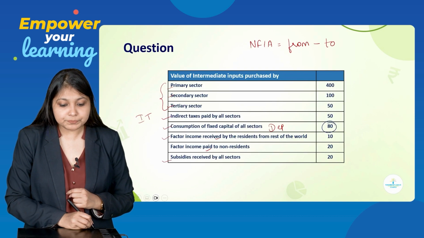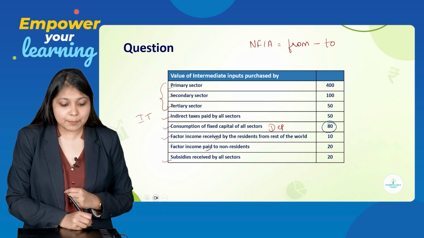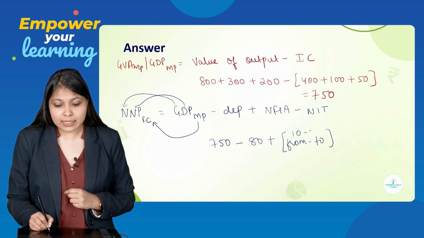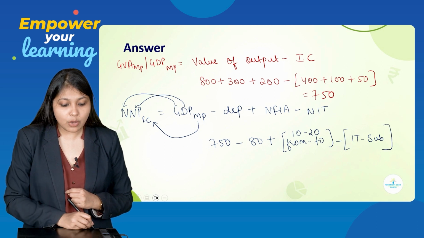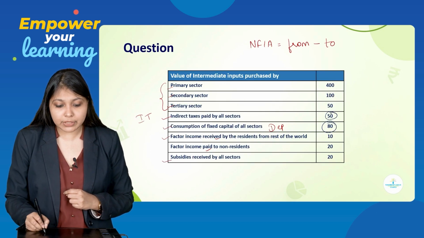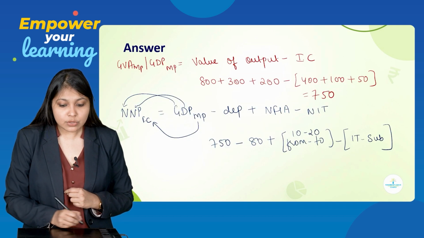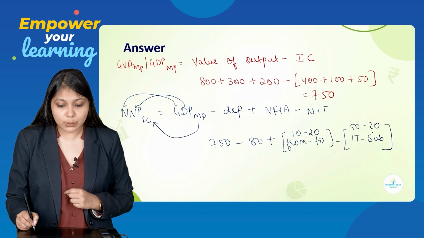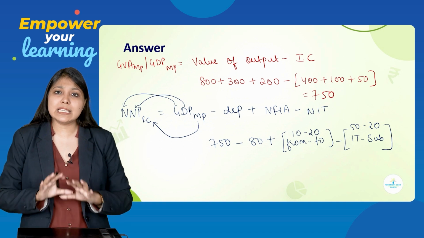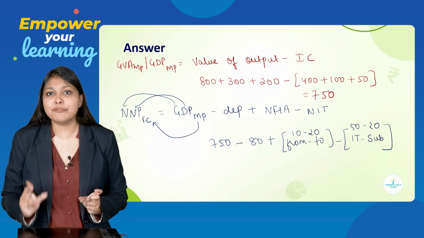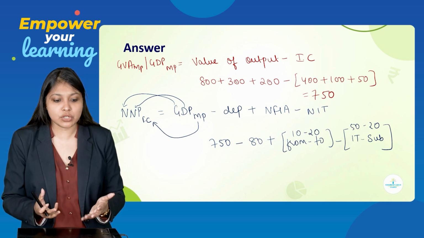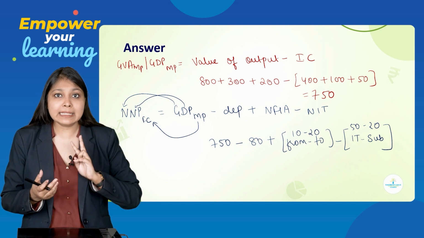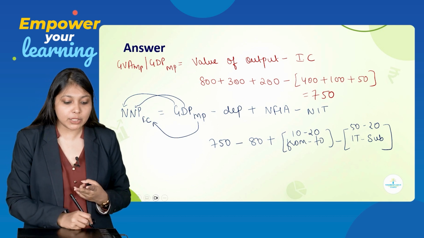So what is from abroad? From is 10 and paid is 20. So 10 minus 20, minus NIT. NIT's formula is IT minus subsidies. So how much is IT? Indirect taxes 50, subsidies 20. So basically 50 minus 20. Now you have to just very easily solve this bracket. You will get the value of NNPFC. So basically you have gotten both the values which they asked in the question. Two things were asked, GDP MP and national income. National income is nothing but your NNPFC.